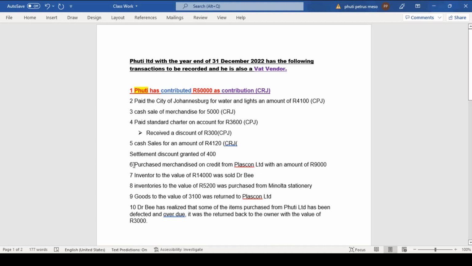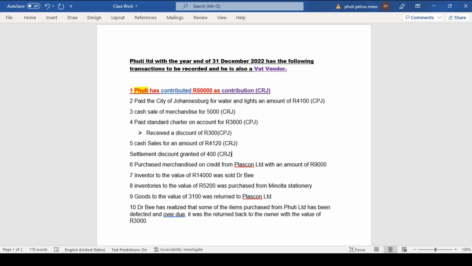It's a CRJ, right? Cash sale with an amount of. Do you guys agree with me? Yes. Okay, so there was a settlement discount, so it's going to be the same thing. Okay, and then look at transaction number 6. It says purchased merchandise on credit from Pluscon Limited with an amount of 9,000 rand.